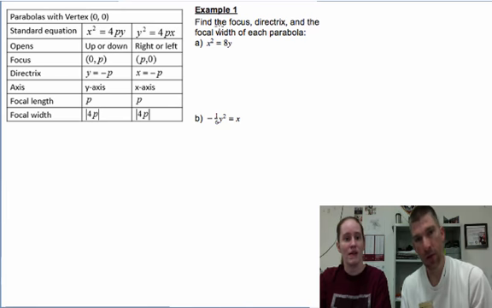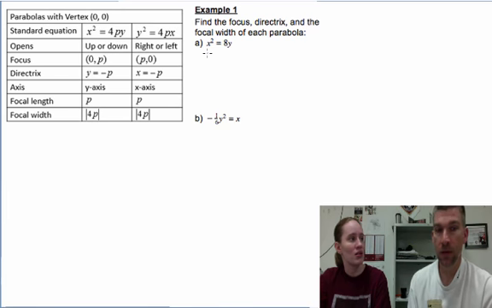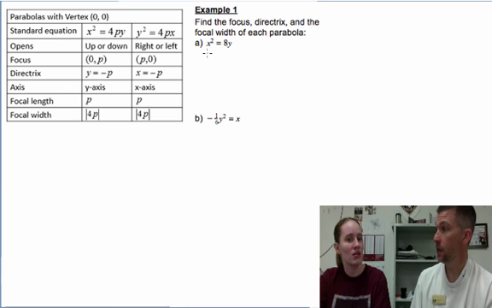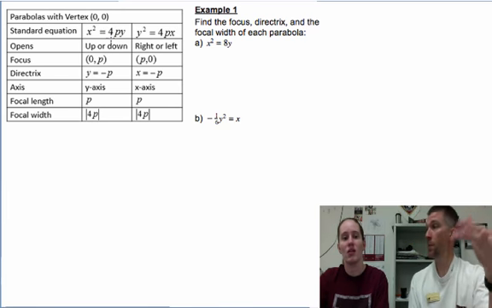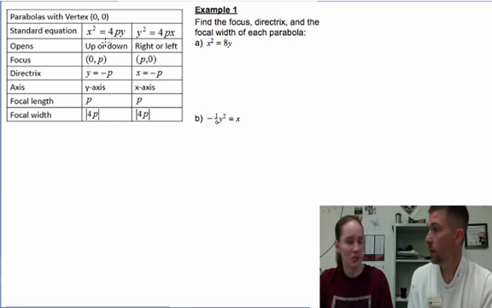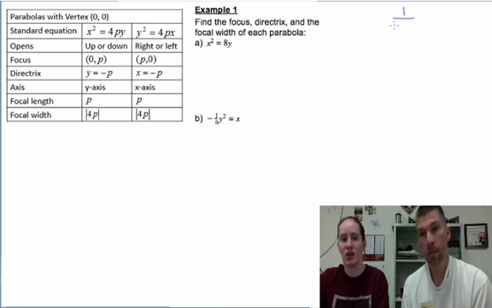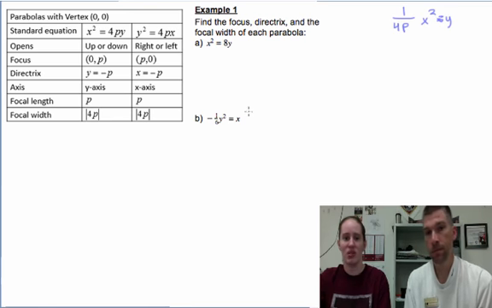Now, I would say also, where it has the standard equation, an alternate way to show that would be to divide by 4p on both sides. And then you actually have the equation you would use to graph. So instead of x squared equals 4py, we could say 1 over 4p times x squared equals y. You put a y in there that wasn't supposed to be. Oh, sorry. Yes. So we could have 1 over 4p x squared equals y, if we wanted.